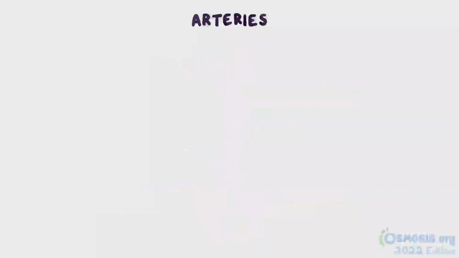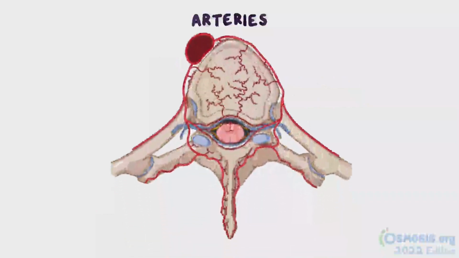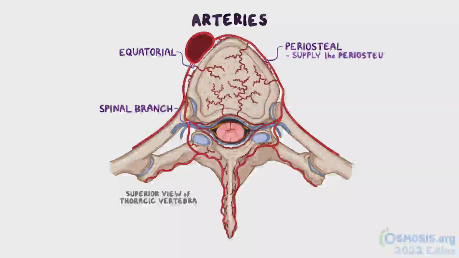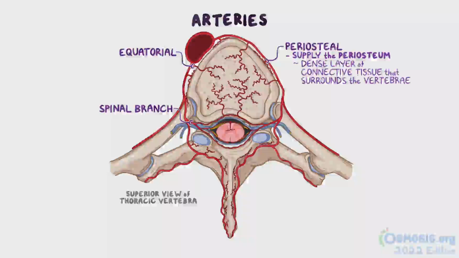Now, as these parent arteries cross the external surfaces of the vertebrae, they give rise to the periosteal, equatorial, and spinal branches that directly supply the vertebrae. Periosteal branches supply the periosteum, which is a dense layer of connective tissue that surrounds the vertebrae. The equatorial branches supply the vertebral bodies themselves.